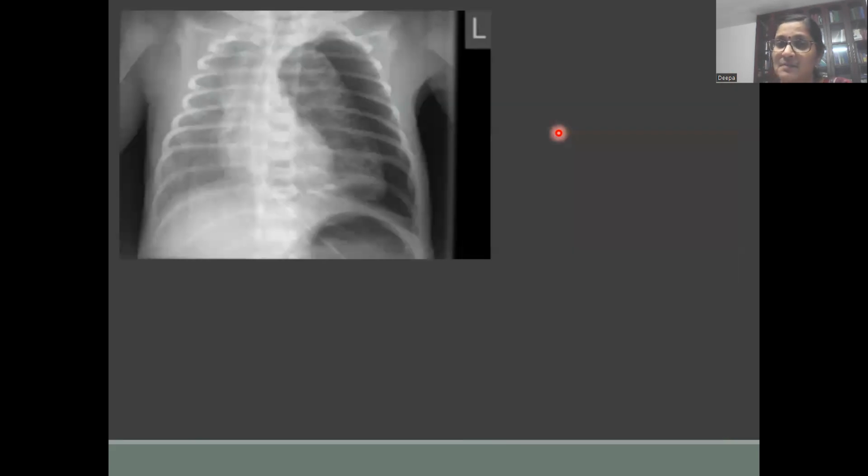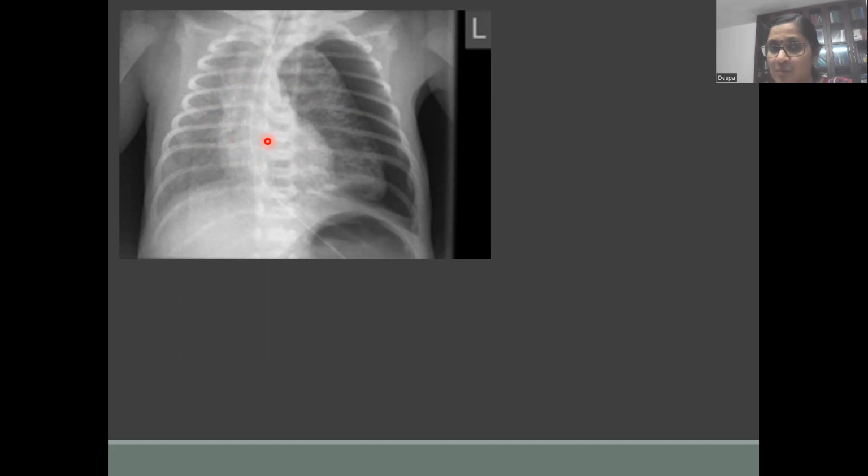They required high ventilator parameters, and this was a repeat X-ray taken. What do you see here? It is an air leak. You see the air leak here with the collapsed lung margin. But the mediastinum is entirely shifted to the opposite side. The airway as well as the mediastinum is shifted to the opposite side. So this is a case of tension pneumothorax.